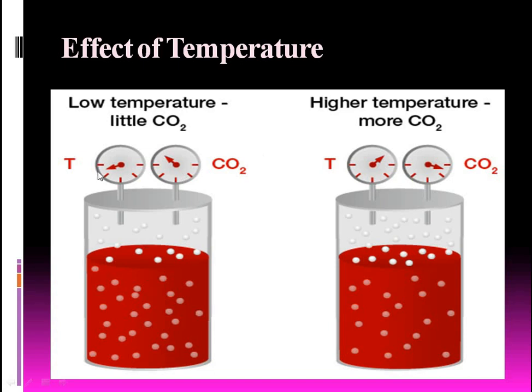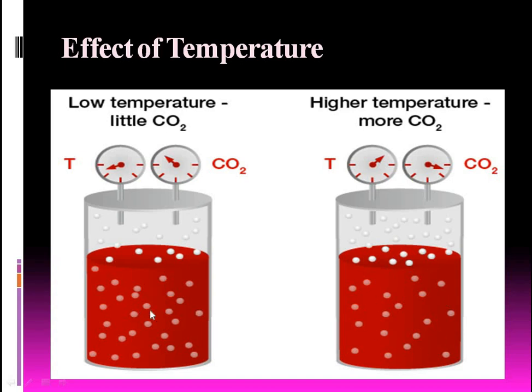We have a chamber, a needle, temperature, and carbon dioxide. This shows that if the needle is on the left-hand side, the temperature is low, and on the right-hand side the needle is on the higher side, so the temperature is high. If the temperature is lower, little carbon dioxide is free. Maximum carbon dioxide is dissolved in our liquid, but when we increase the temperature, the carbon dioxide dissolved in the liquid gets evolved, and here the quantity of carbon dioxide is more. This needle represents the greater quantity of carbon dioxide evolved from the liquid.